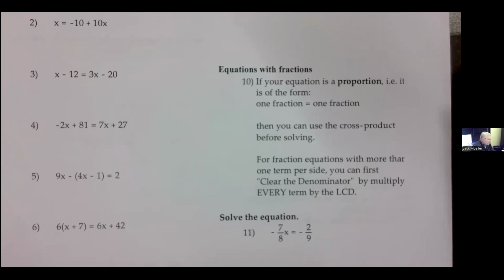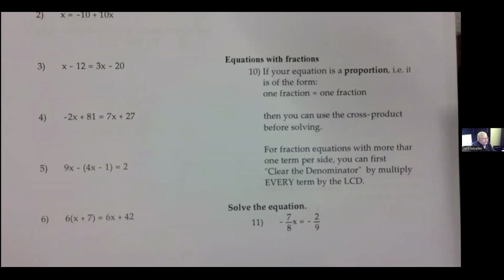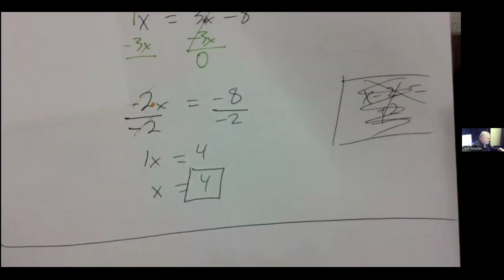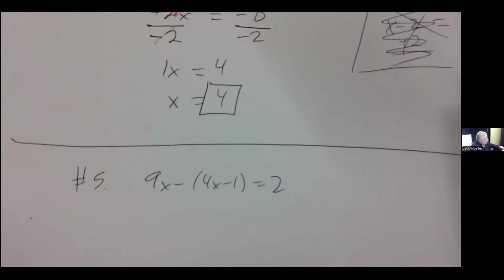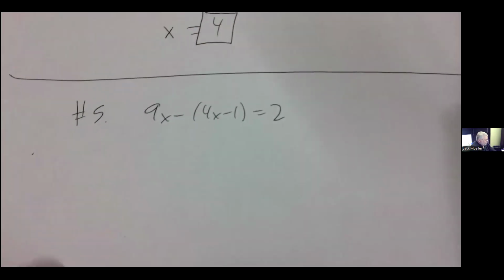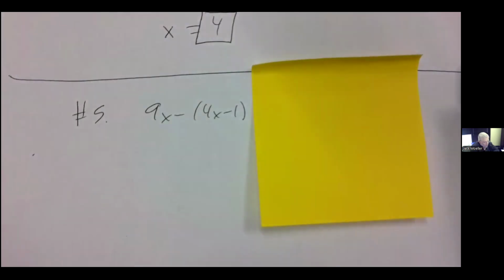Let's do number 5. 9 minus parentheses 4x minus 1 equals 2. What do we do with this? This is where I talked about if there's anything you can do on one side of the equation before you start isolating that variable, then you have to do it. On this left-hand side, there's definitely some stuff we can do. If that's all you had, what would you do first? Well, we can't do anything with 4x minus 1. Those are unlike terms, but we can distribute that negative.